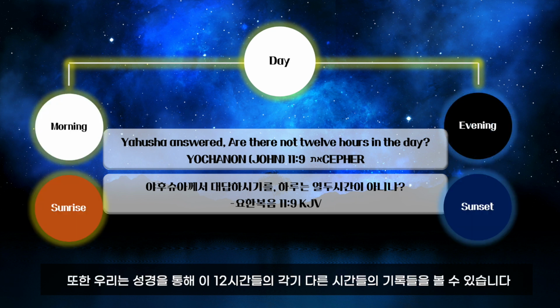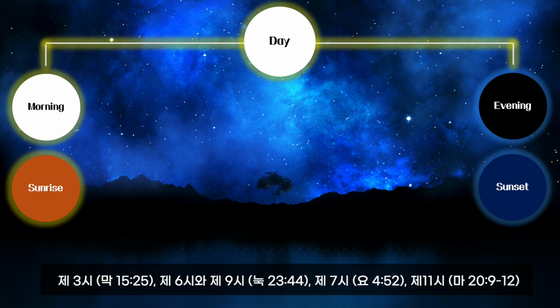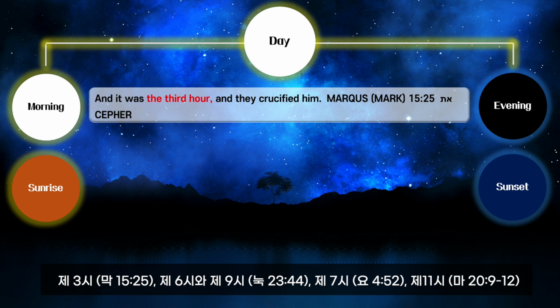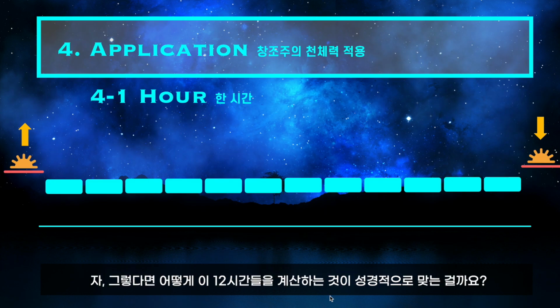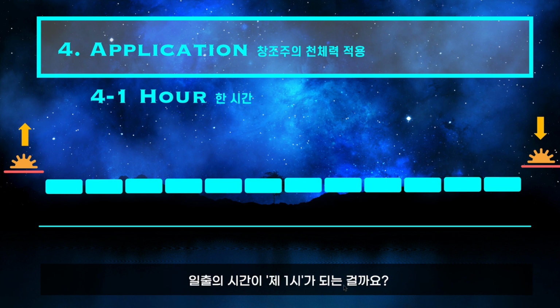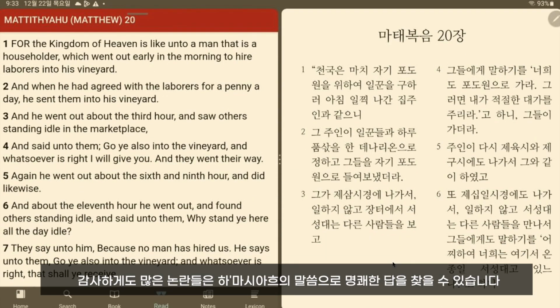In the scripture, we have passages that address different hours of the 12 hours. We have the 3rd hour, 6th hour, 9th hour, 7th hour, and 11th hour. Then how do we know which calibration method of the 12 hours is correct? Do we count the sunrise time as the 1st hour, or do we count the sunrise time as time 0? Thankfully, most controversies can be cleared up by the words of Hamashiach.